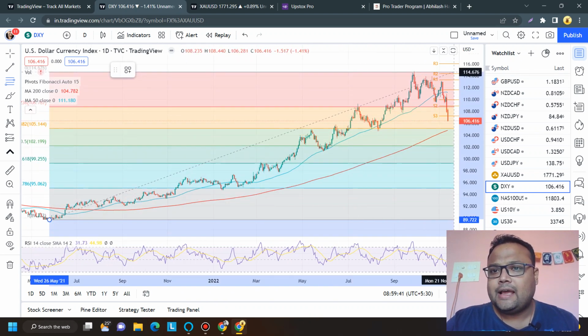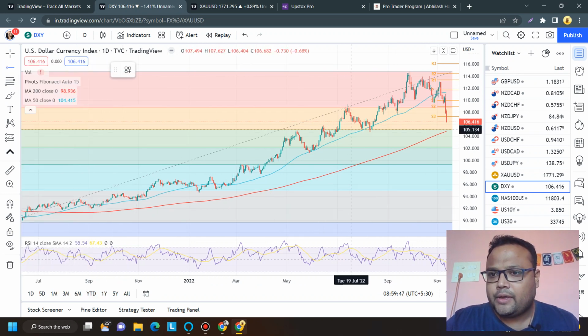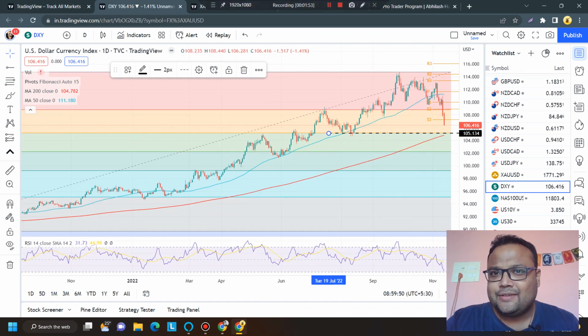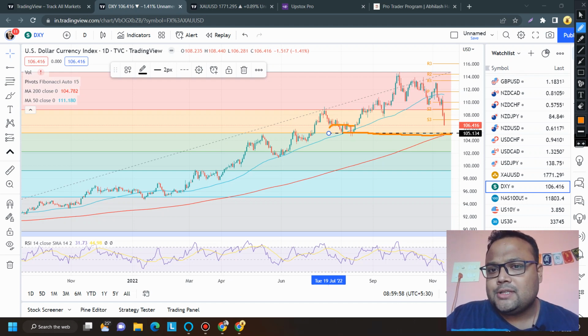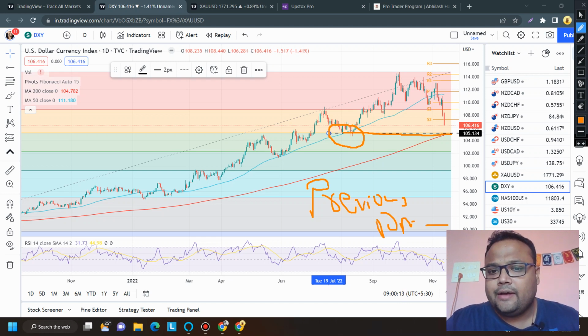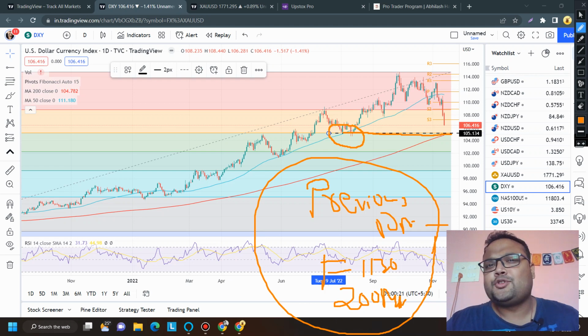And if I take help of the Fibonacci retracement level, then you can see that around the 105 level we have the Fibonacci 38.2% retracement level, and around 105 we have also seen price being rejected from below previously, and we also have the 200 moving average. So previous price rejection, then Fibonacci, then the 200 average. If we combine these three factors, this makes it a very strong support for DXY.